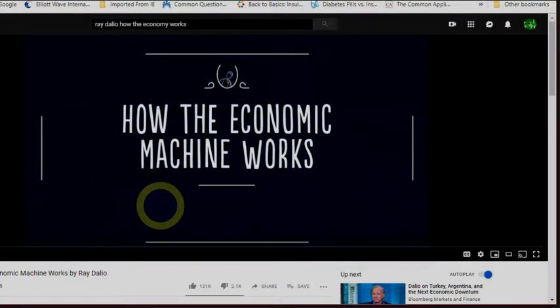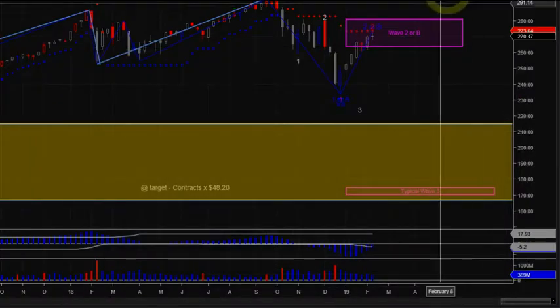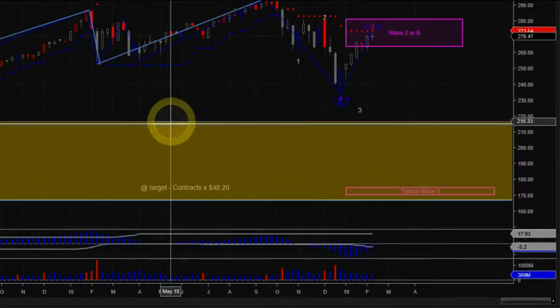He talks about short-term debt cycles and then longer-term debt cycles, and he explains how that happens and what usually the result is. So go to YouTube and check out How the Economic Machine Works by Ray Dalio, spelled D-A-L-I-O. I wanted to point that out because I thought that was pretty good. It'll take you about 30 minutes to watch it. All right.